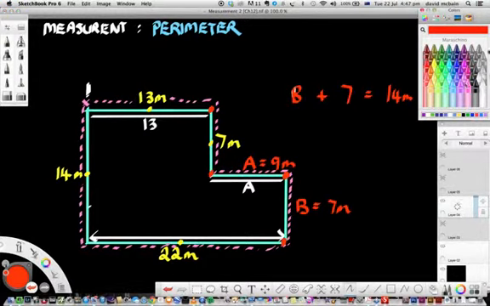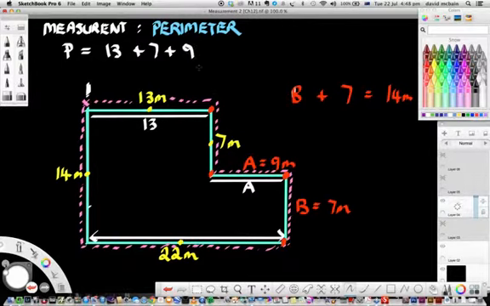And so now we can go around and actually work out the perimeter. So the final perimeter is going to be perimeter equals 13 plus 7 plus 9 plus 7 again plus 22 plus 14.